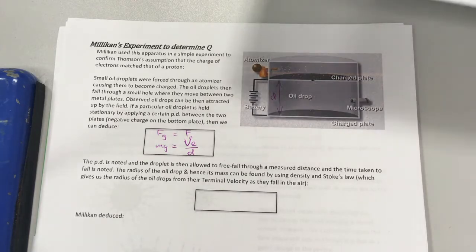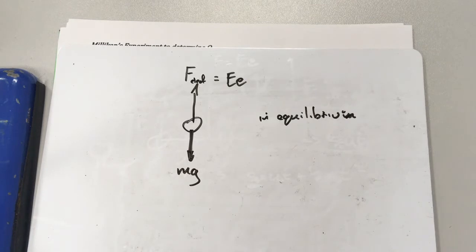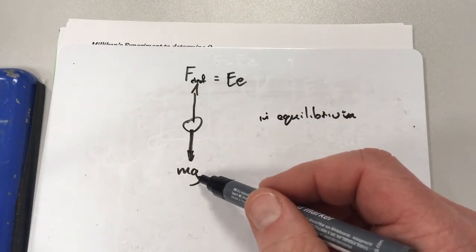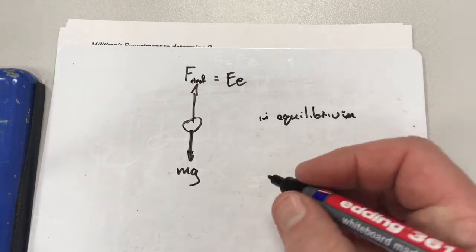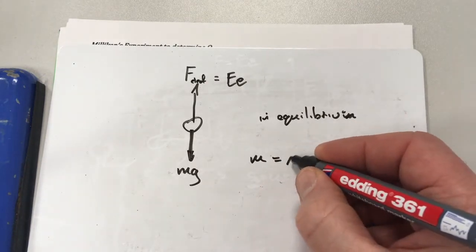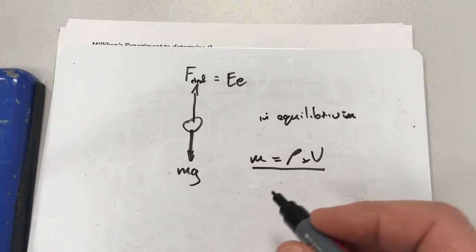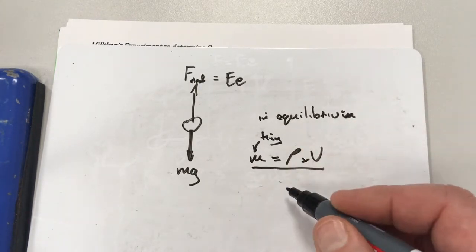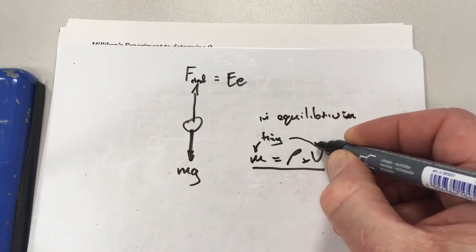Now the problem is we can't quite see what the mg is, because these are tiny droplets. We know what g is, but we don't know the mass. So how do we get that? Well, we need to just simply go where mass equals density times volume. But because the drop is tiny, we have a very small volume that is also tiny.